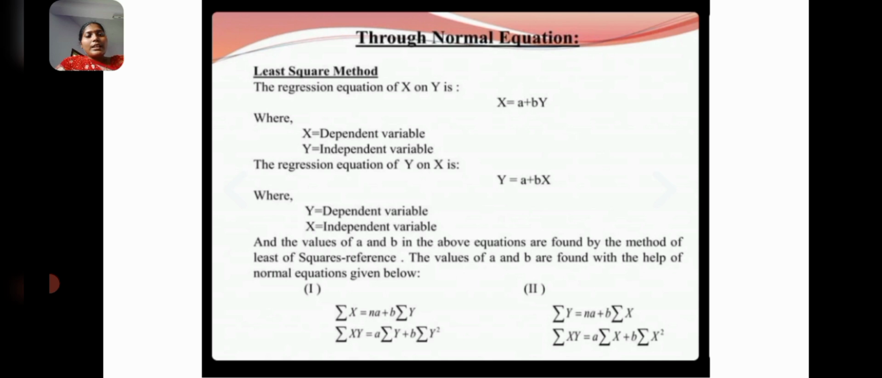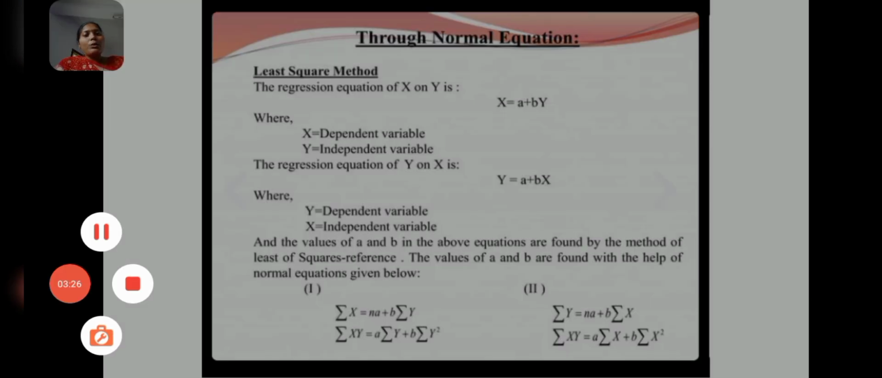First, regression analysis is between the dependent and the independent variable. Let's take x and y as the two variables. First we consider x as the dependent variable and y as the independent variable. Then we have the equation x equal to a plus by. Then the other way, we take y as the dependent variable and x as the independent variable. We have the equation y equal to a plus bx.